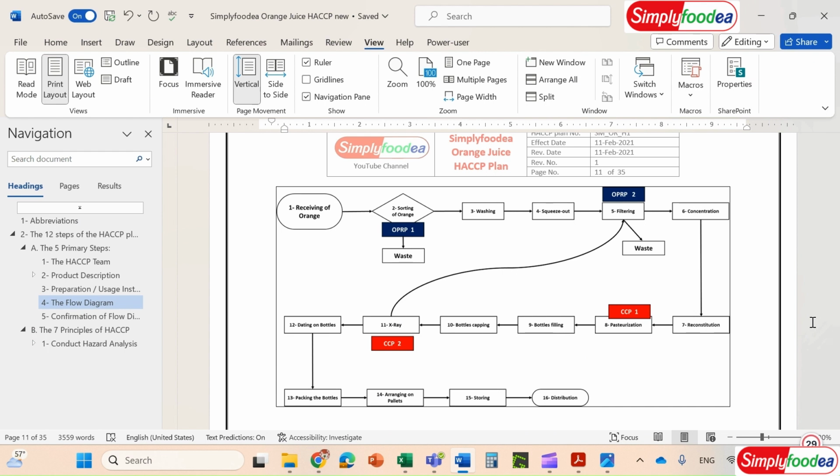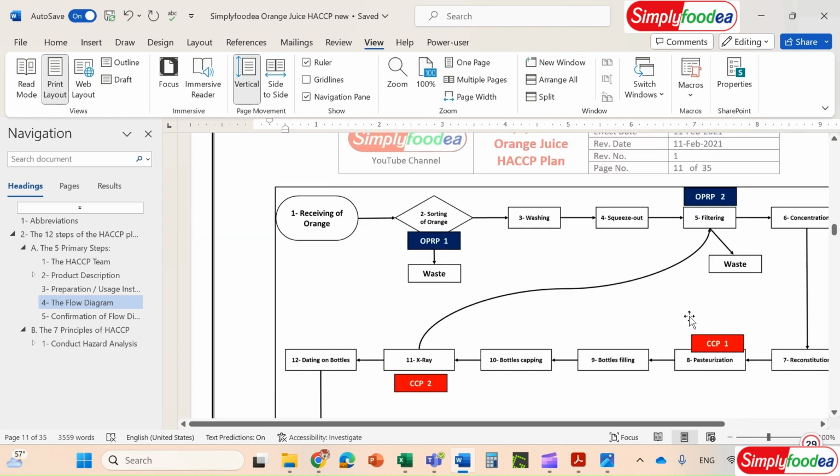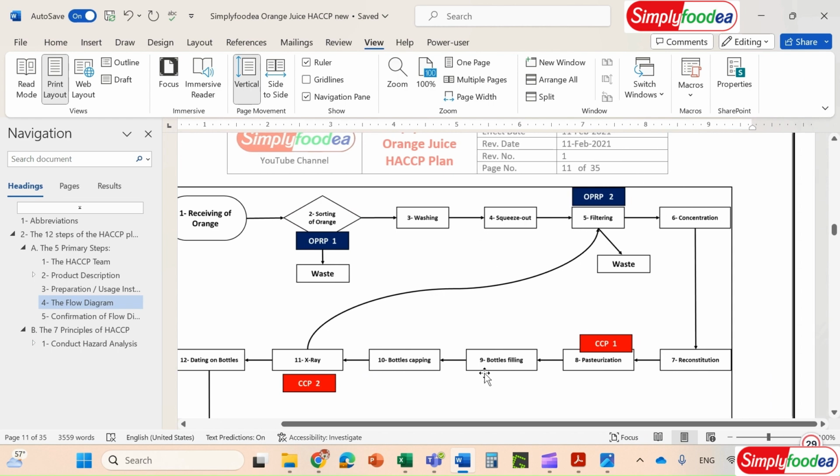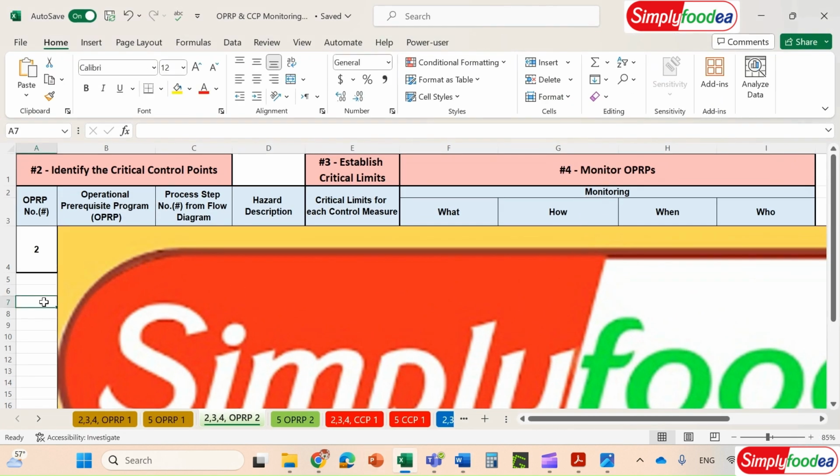Okay, today we will continue with the third, fourth, and fifth principles of the HACCP plan in our OPRP number two, which is the filtering process. So when we go back to our tables, after identifying the critical control point and establishing critical limits and monitoring OPRP, we have divided in the first video how we can mention all these principles. So we must draw a table and write OPRP number, which is number two.